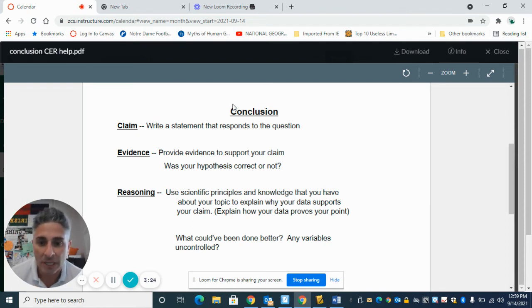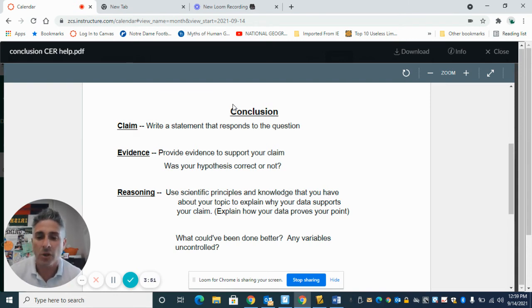And then after you have your claim, you're going to write, again, in paragraph form, what is your evidence? So look back up to your data table, use your averages, and in general, explain your evidence and why your evidence, so how it supports your claim. Also include, was your hypothesis correct or not? If it wasn't, that's okay. If it was, that's great too. You still learned something no matter what, either if your hypothesis is correct or incorrect.